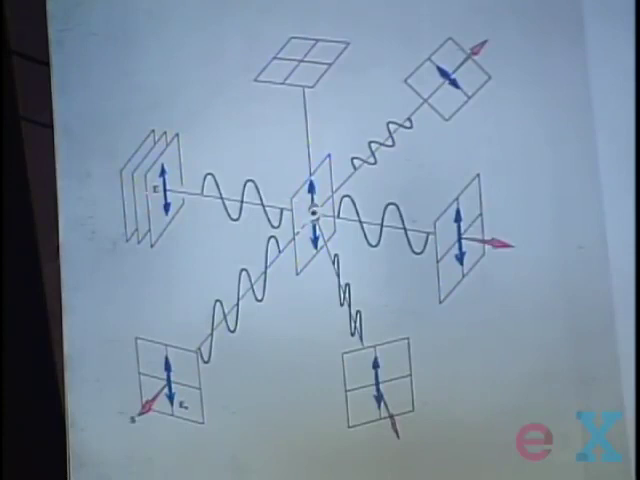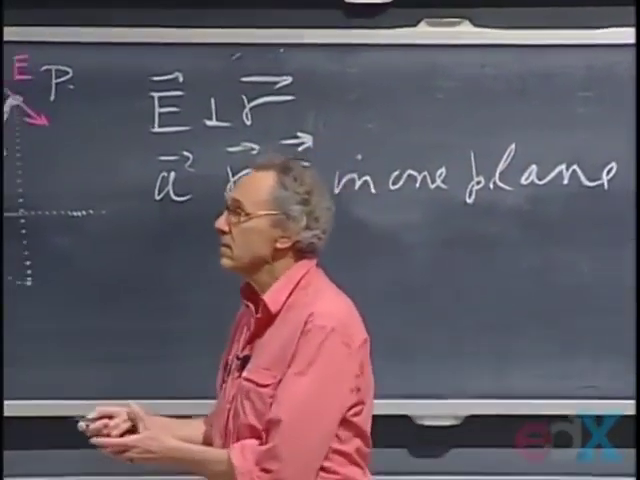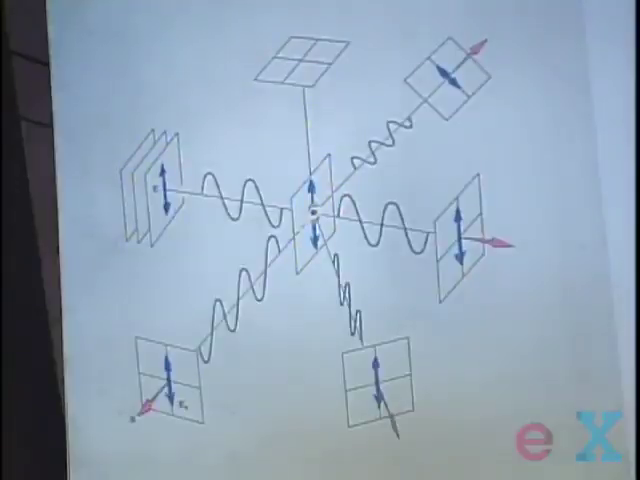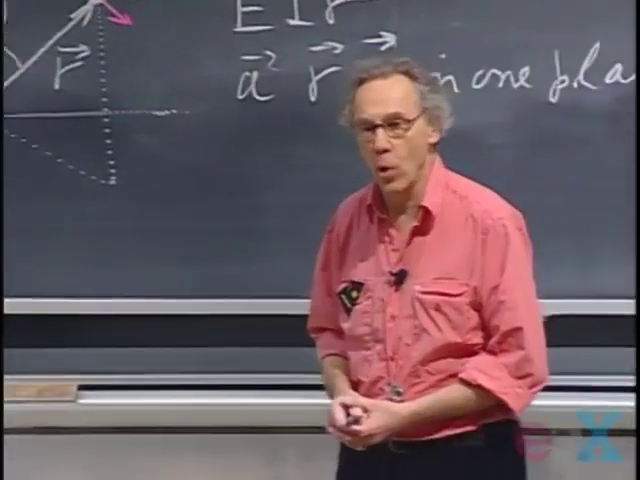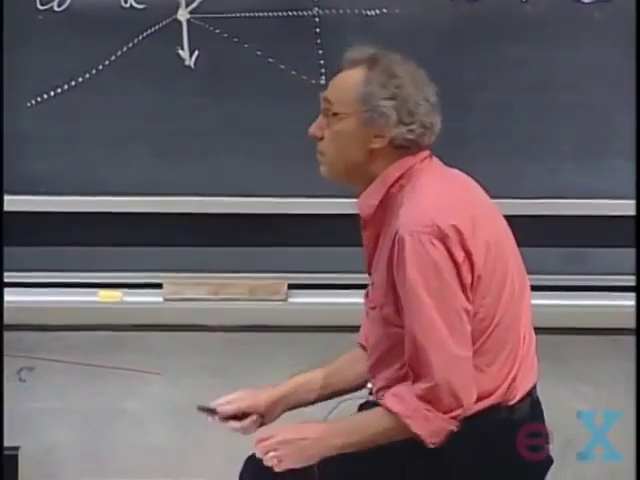And notice that the E vector that you receive when you were here is perpendicular to r. This is r, and it is perpendicular. And notice what I said, that A, R, and E are in one plane. A, which is the acceleration, R, and E are in one plane. So you can always determine the direction of the oscillating electric field.